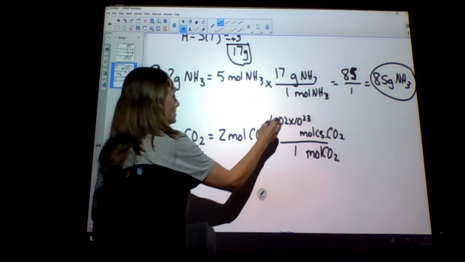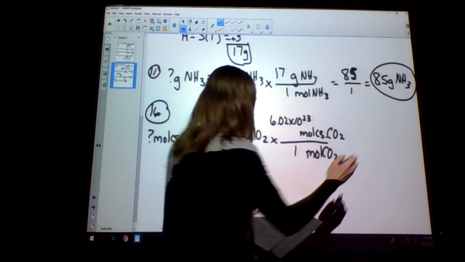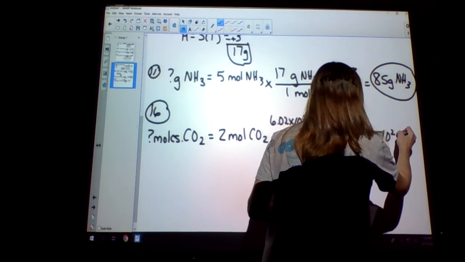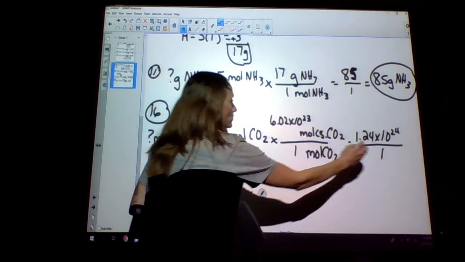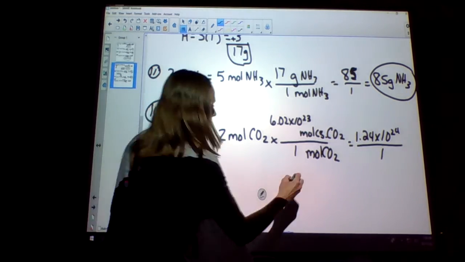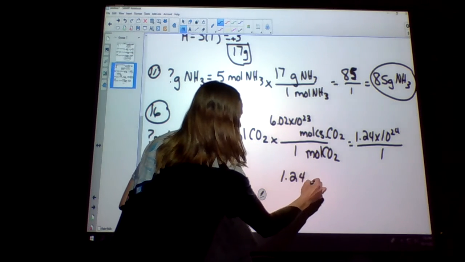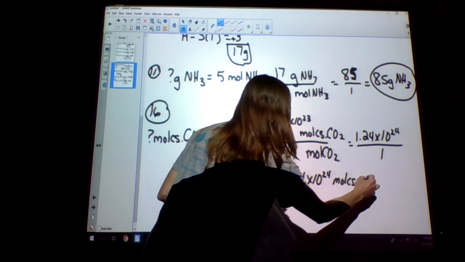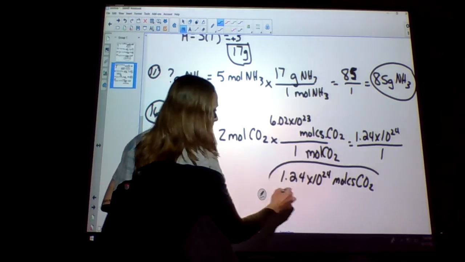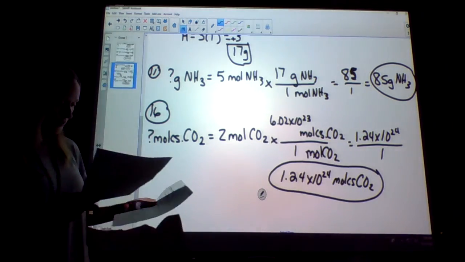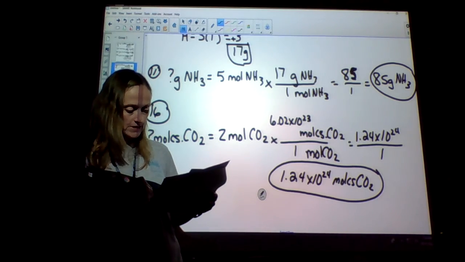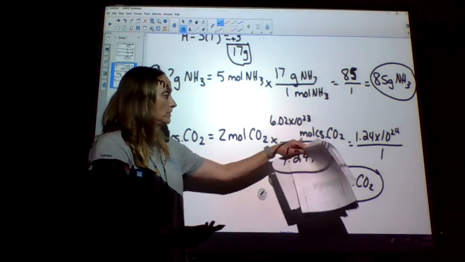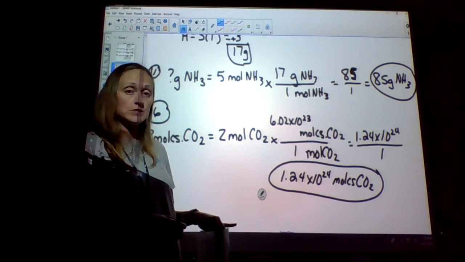So we'll take 2 times 6.02 times 10 to the 23rd, and we get 1.24 times 10 to the 24th. Carry over that 1, so we divide, and we end up with 1.24 times 10 to the 24th molecules of CO2. So 16 is going to be a model for 17 through 20, where we're using Avogadro's number again, and we're labeling with molecules instead of atoms.